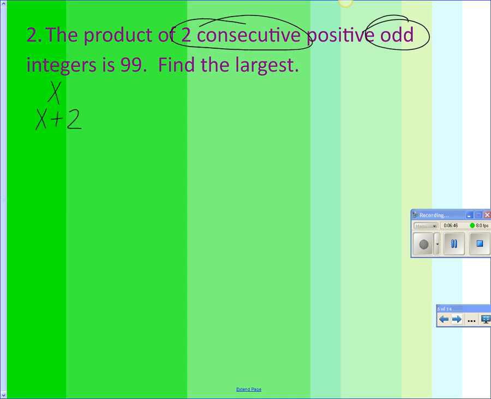Okay. All right, Stephen, what does product mean? Good. It means to multiply. So we're going to do x times x plus 2. Jeremy, what do we do with the is 99? What does is mean? Equals 99. Okay. All right, Jack, what do you get when you multiply those right there?